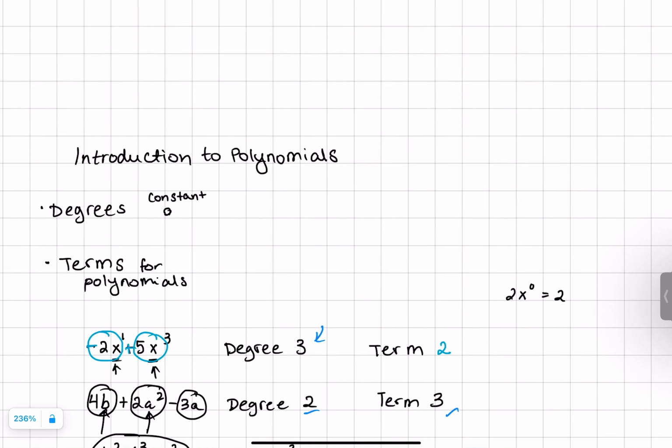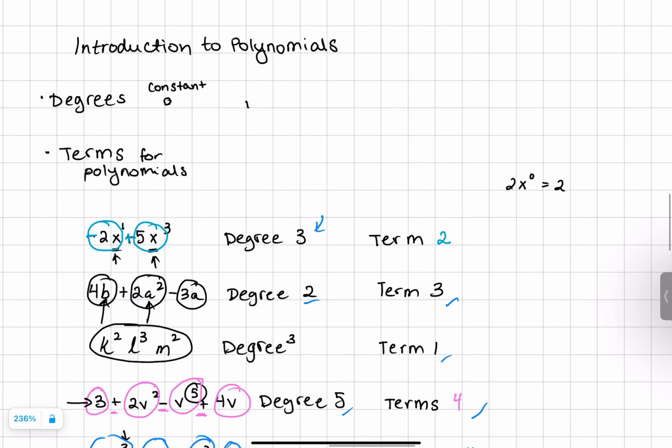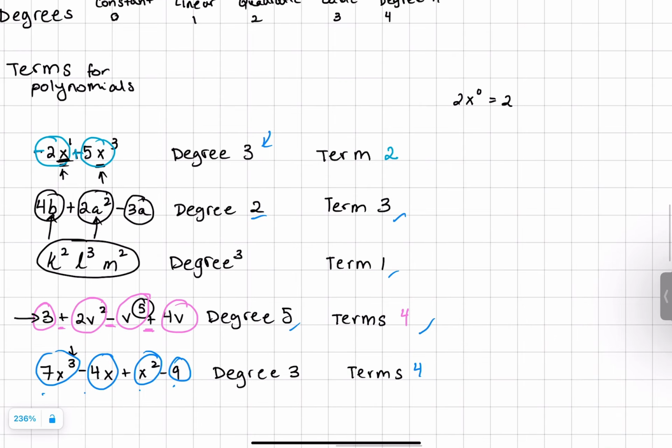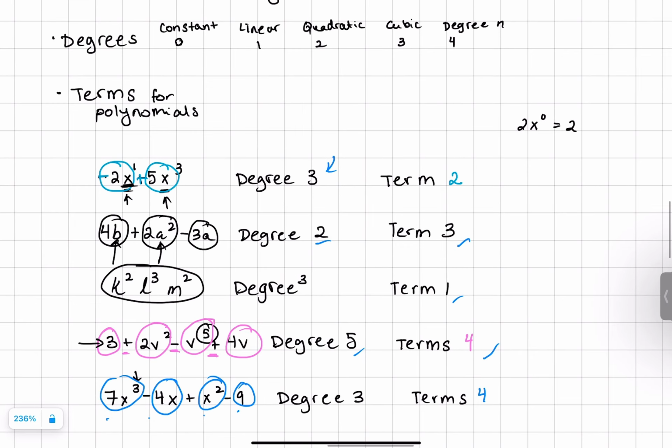Well, what if the degree is 1? So the x value here is 1, so that would be linear. A degree of 2 would be quadratic. 3 would be cubic. A degree of 4 or higher, you would call it degree, and so degree 5, to the 5th degree or the 7th degree. So anything 4 and above.